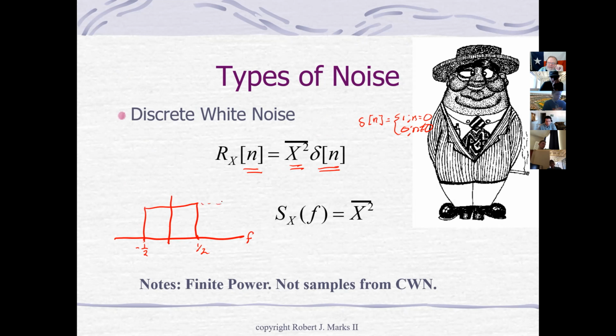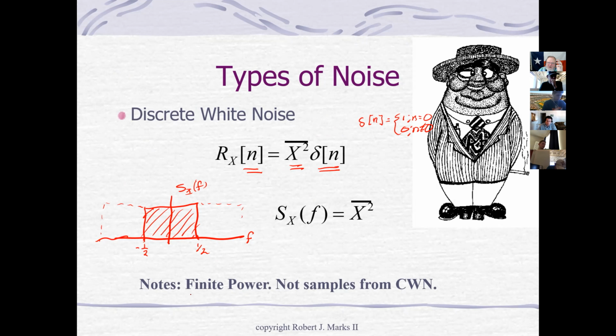Yes, if we replicate it, we do get a constant. If we do replicate it, we do get a constant, but we're only interested in it over this interval because it's discrete. So the overall area here, or the overall power, is just equal to the integral of the discrete time Fourier transform over the interval from -1/2 to 1/2. So that's finite. So it's a little bit different animal. Discrete white noise has finite power. Continuous white noise has infinite power.